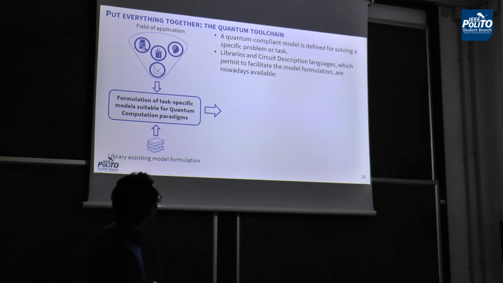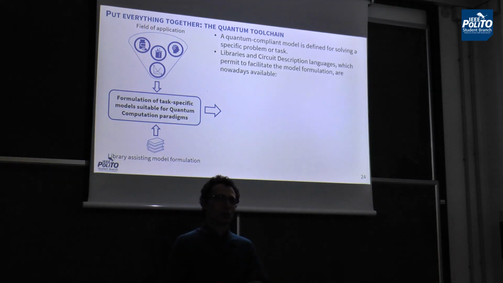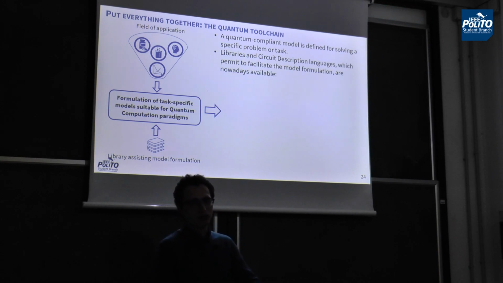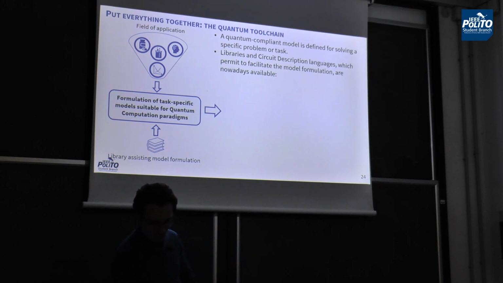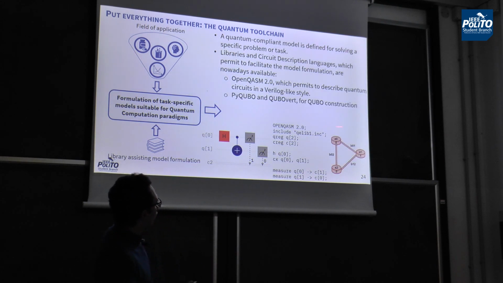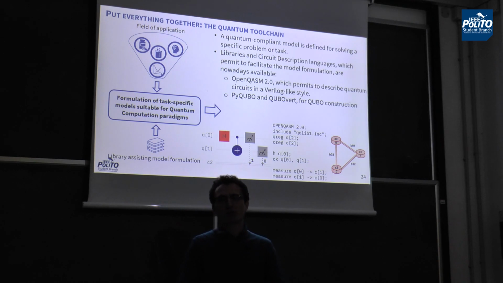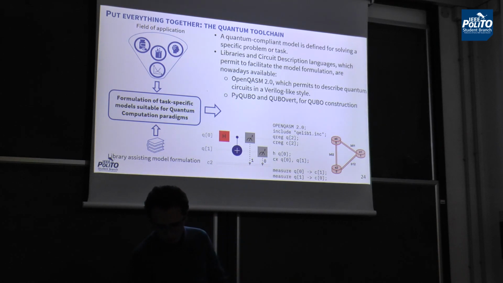The first one is the definition of quantum compliant models for solving specific problems. This can be done according to the employed quantum computing paradigm with consolidated frameworks and languages for quantum computing. For example, OpenQASM 2.0 is a de facto standard for describing quantum circuits, or there are Python libraries, in this case, for formulating quadratic unconstrained binary optimization models, which are models suitable for current quantum computers.